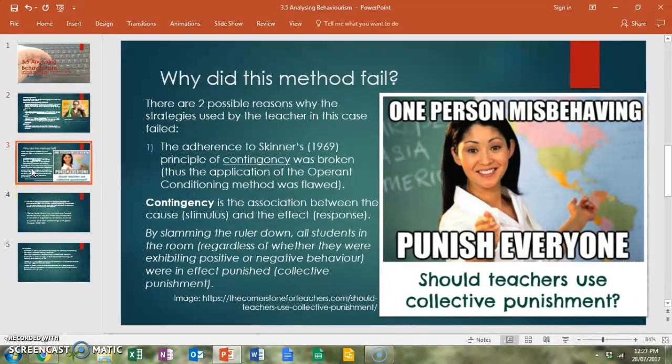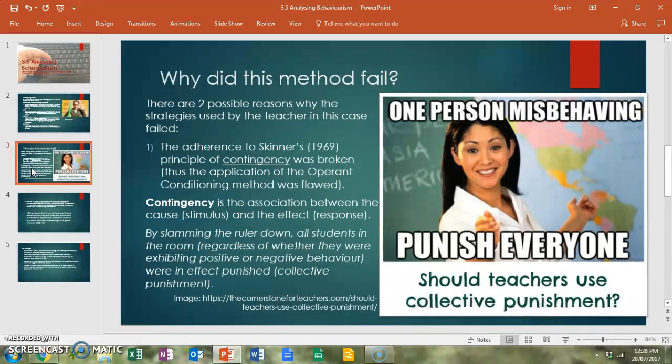Okay, so why did the method fail? I think there are two possible reasons. The first is that the principle of contingency that Skinner identified was broken. So the application of the operant conditioning method of behavioural theory, behaviourism, the application of the whole behavioural theory was flawed to begin with by the teacher.